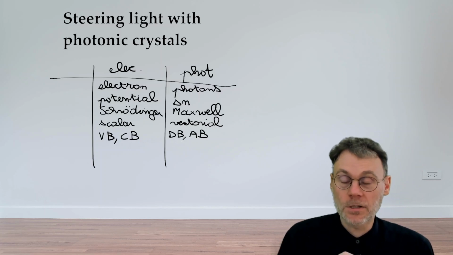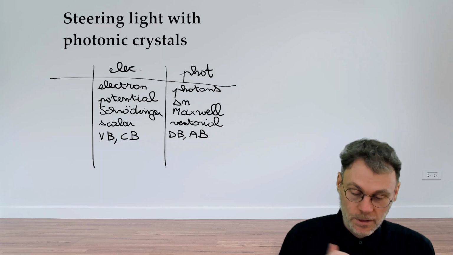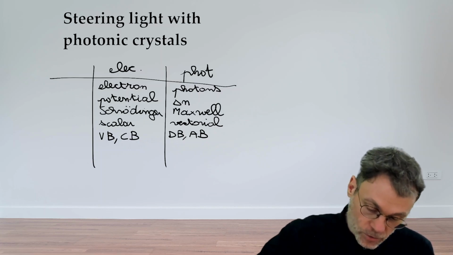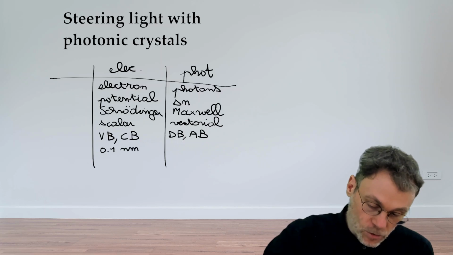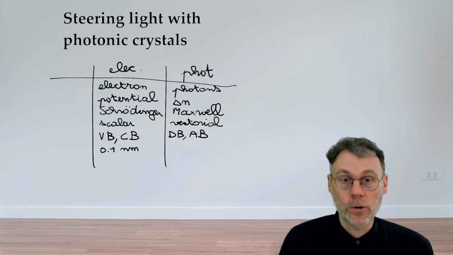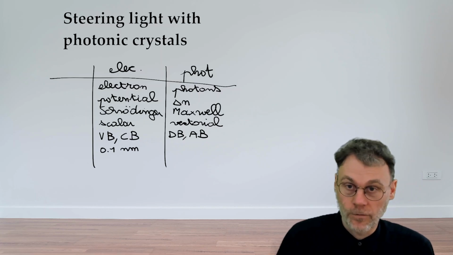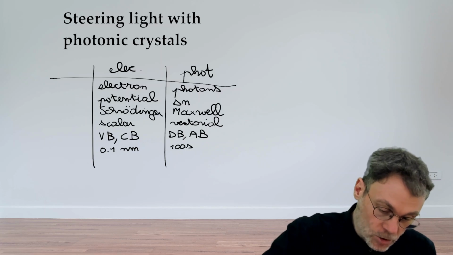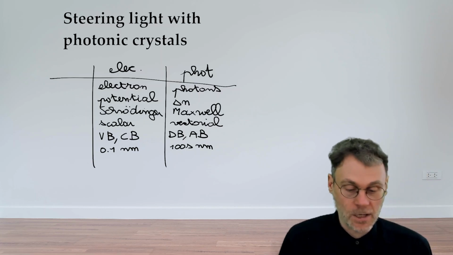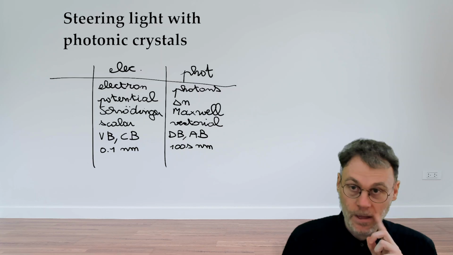Another interesting difference is the length scales involved. For the electronic crystals, we're basically talking about stuff happening with a periodicity on the order of an angstrom, whereas for our photonic crystals, we have stuff happening on the order of the wavelength of the light. So in a material, that's basically hundreds of nanometers. So the length scales are completely different.